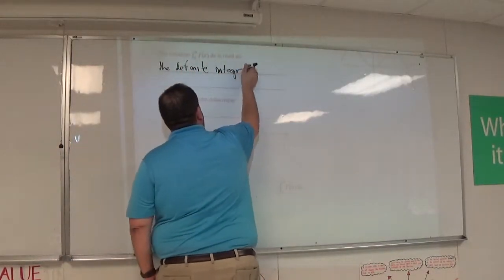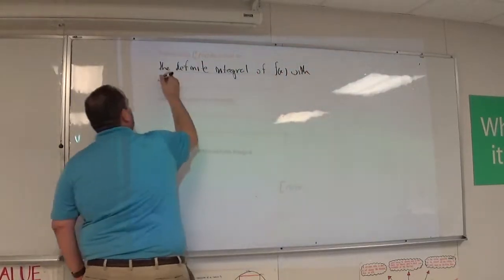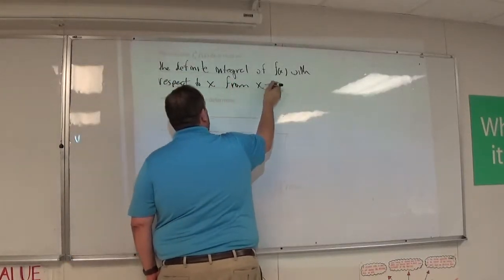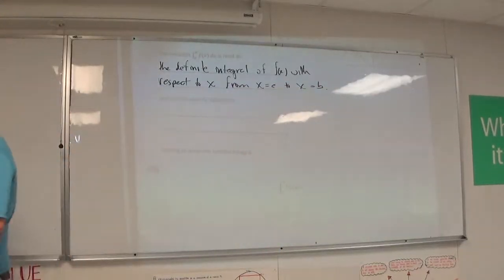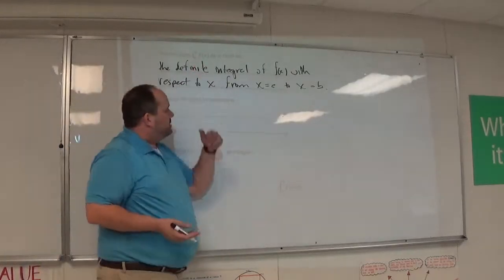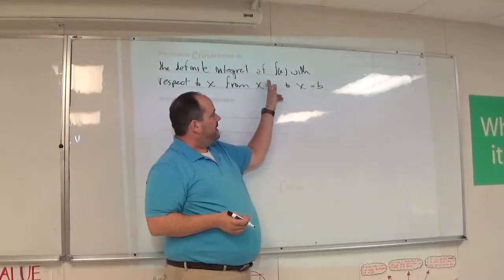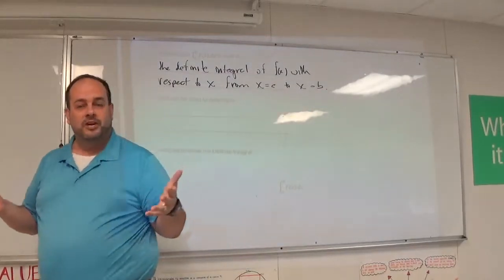of f of x with respect to x from x equals a to x equals b. That's just how you're going to read this notation so that you sound smart and educated and you impress the ladies or the gentlemen, whoever you are trying to impress. But everyone is going to read this notation as the definite integral of f of x with respect to x from x equals a to x equals b. One more time.